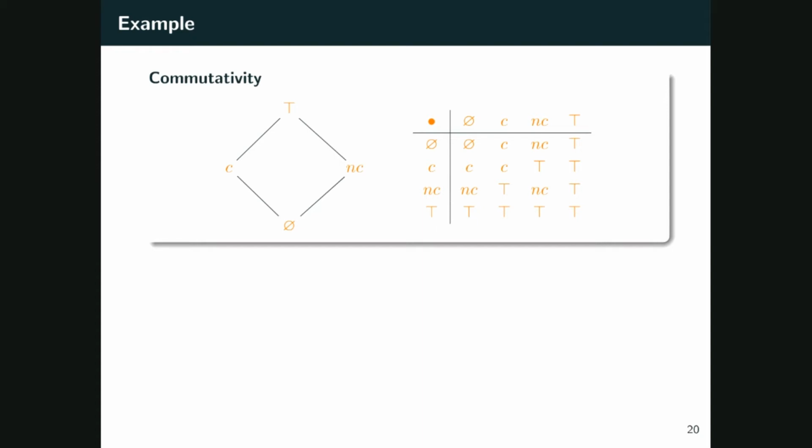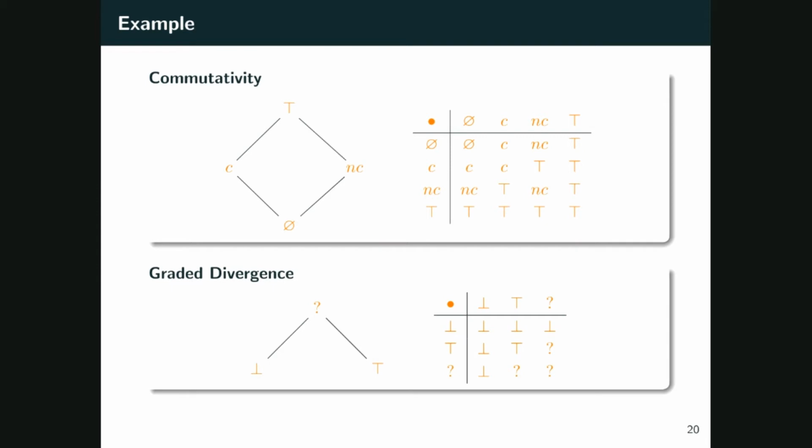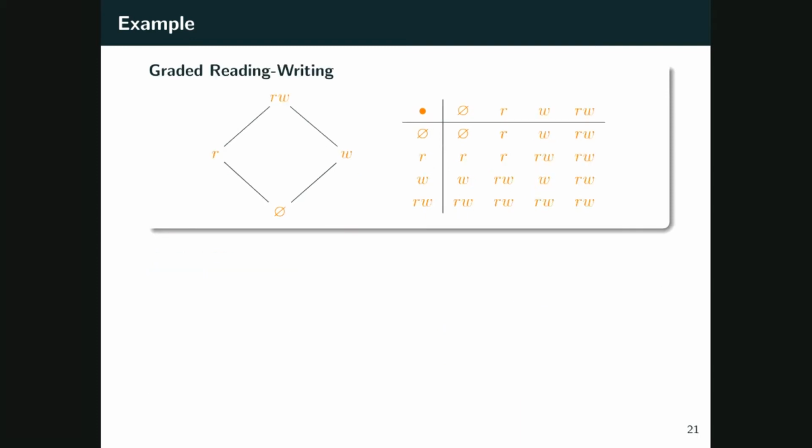Okay, another example of an effect algebra is the one for graded divergence. In this case, we have just 3 elements, one for divergence, one for convergence, and one for no information, which means that the programs may converge or may diverge. We just do not know that.